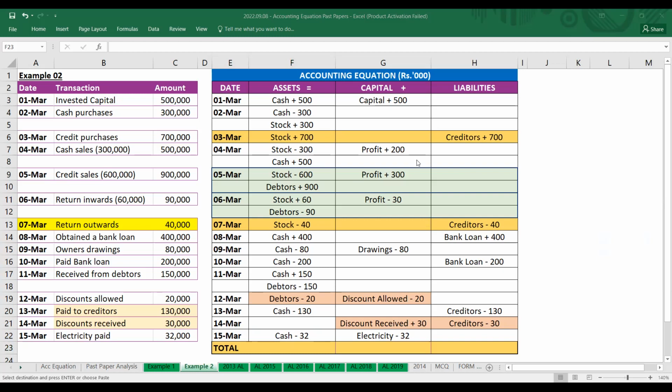So is discount allowed an expense? Yes. Discount allowed is expense. Discount received is income.